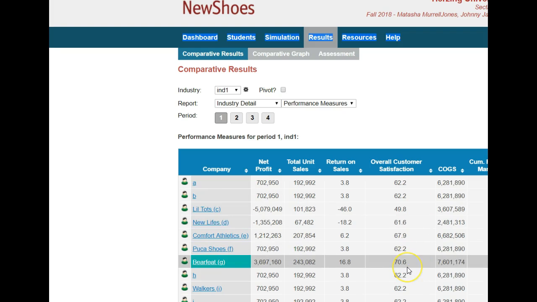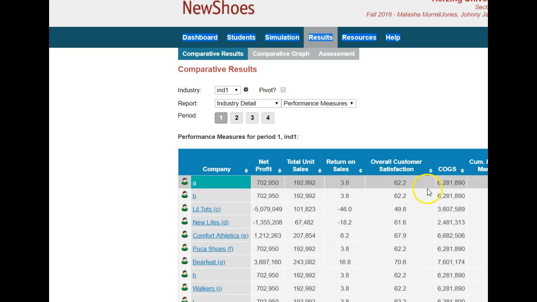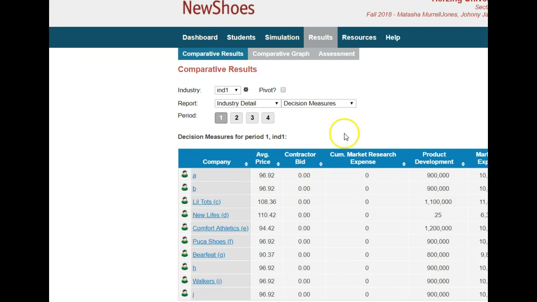Obviously, Bare Feet is at 70, so they're probably doing the best, but I want to see how I'm doing in that area. So if my customers are satisfied, then I want to say to myself, what else can I do, or where else can I look to see some improvements for the unit sales? So in this case, I turn to the decision measures, and I want to look at the price. I want to say maybe my pricing is off. My pricing is at $96.92, so my pricing is pretty good in this case.